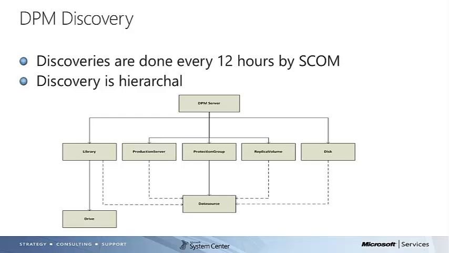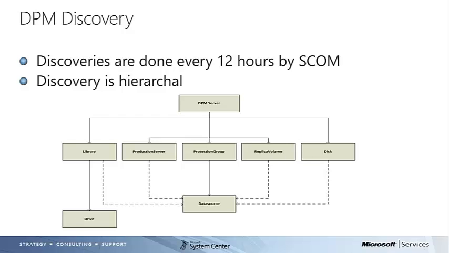On this first discovery of DPM server, it's not going to discover anything else. So within your Ops Manager UI, you will only see that you have DPM servers listed. You won't see any tapes, any disks, any protection groups, anything else. You'll just see the DPM server. So once it's discovered that there's a DPM server, it goes back through and then does its second level of discovery, which is where it picks up the library, the production server, the protection group, the replica volume, and the disk.